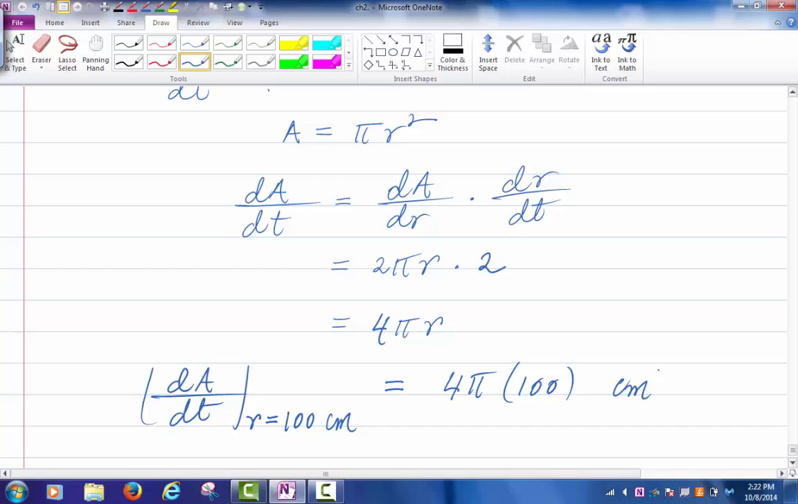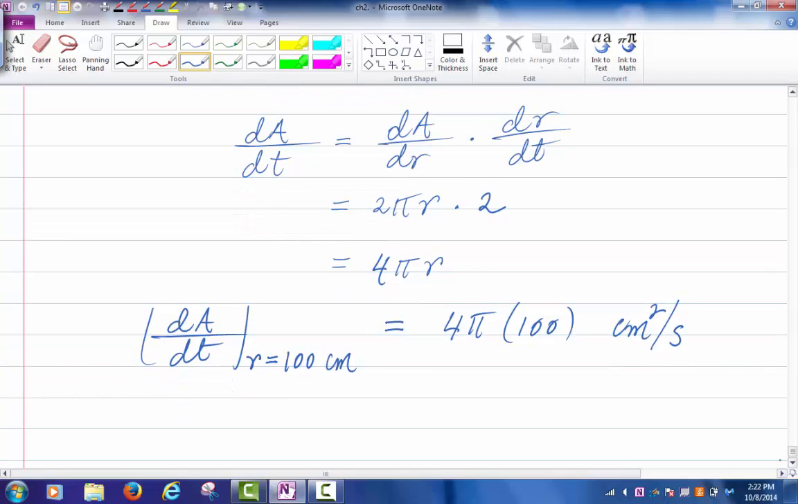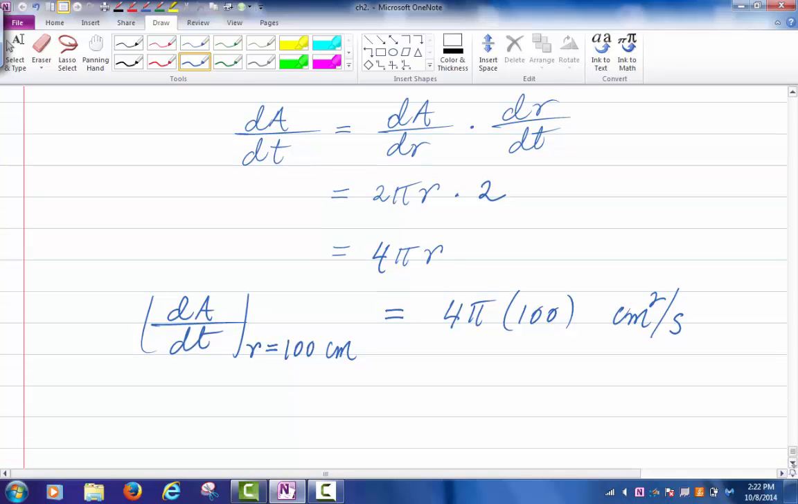Centimeter? Centimeter per second for radius, but for the area, centimeter squared per second, right? Is everybody okay with that? Everybody's okay? All right. So that's why this notation for the chain rule is helpful in this type of problems.